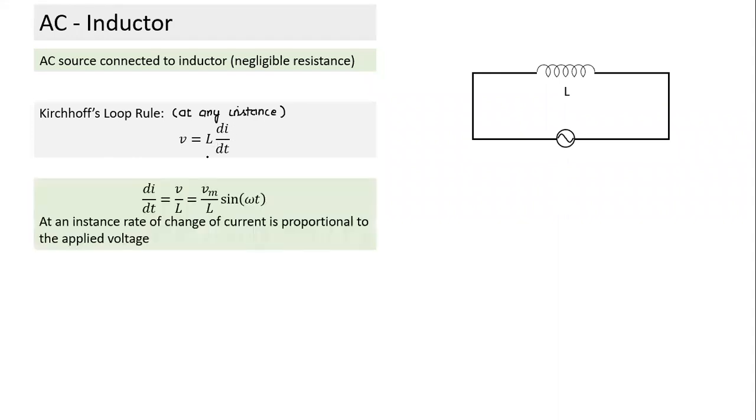So we can rearrange the term. What is di by dt? di by dt is equal to instantaneous voltage by L. And what is voltage equal to? The applied voltage is a sinusoidal function, Vm, the amplitude, times sine of omega t.